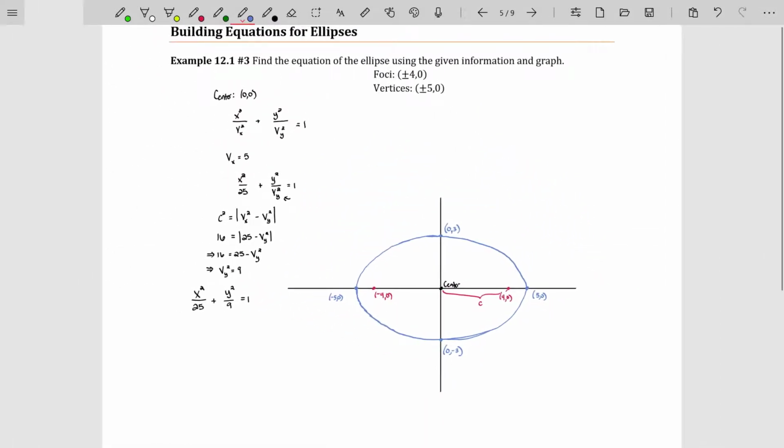Did they ask us to do anything else? Nope. Find the equation of the ellipse, which we did right there, and graph. So there we go. Generally in calculus, if you're given information about an ellipse, it won't be much more challenging than this unless it's off center, which I have examples for.